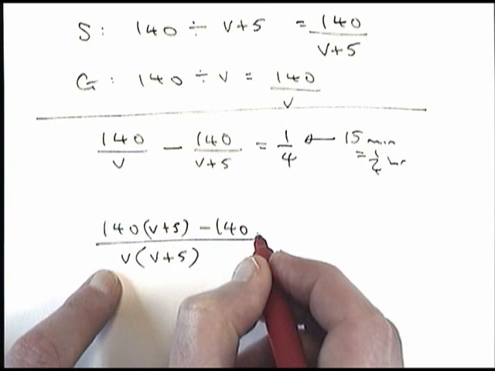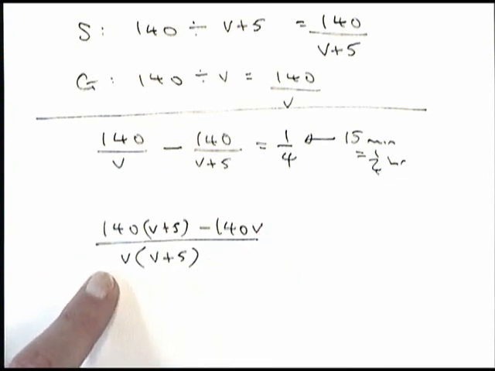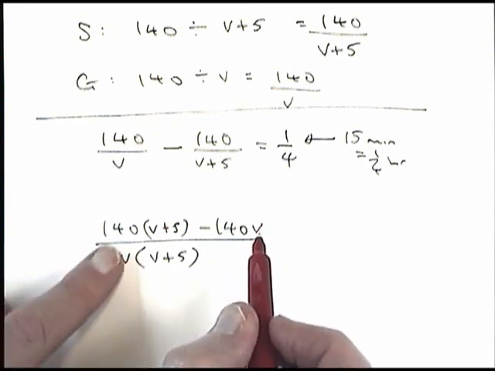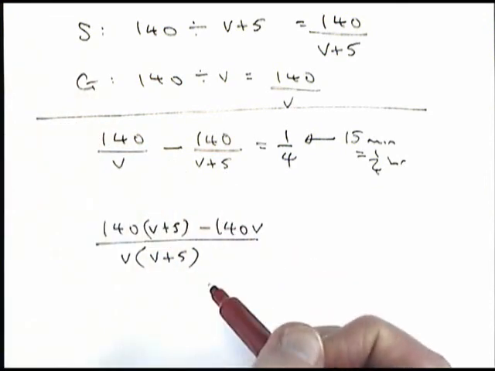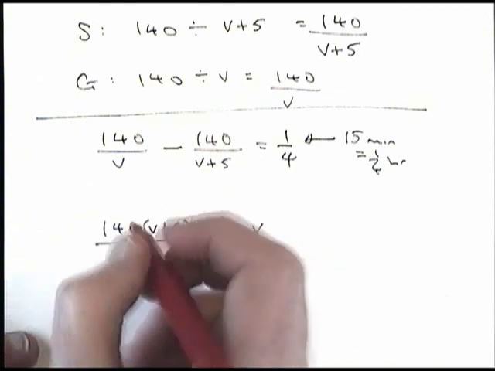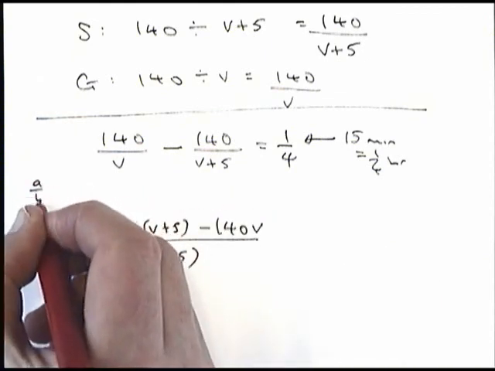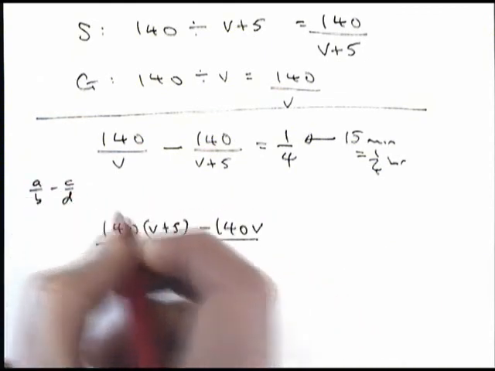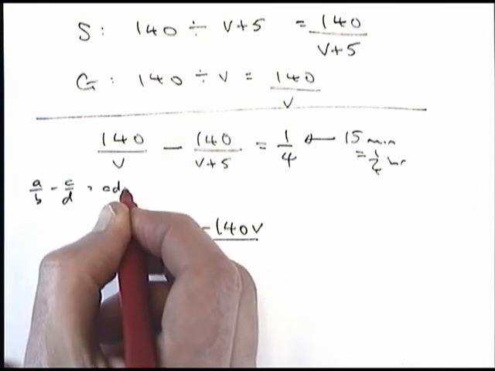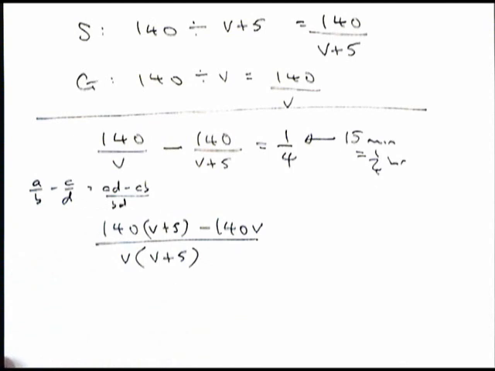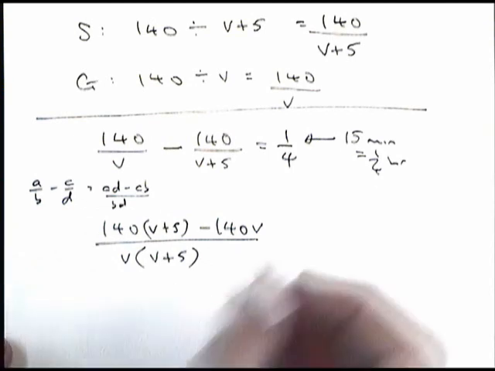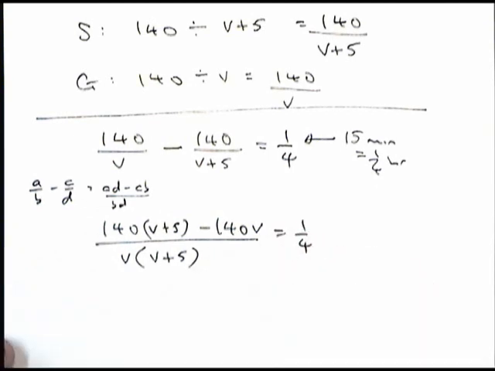I've also got a v here. I need to put that there so that it cancels out. That v will cancel out. That bit will be 140 over v plus 5, the same as that. Another way of thinking about that is if you've got a over b minus c over d, that's always ad minus cb over bd. If you do a number example, you'll sort that out. Over here, that's still equal to a quarter.